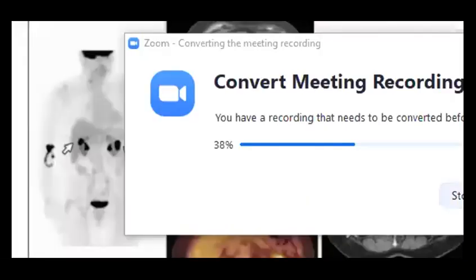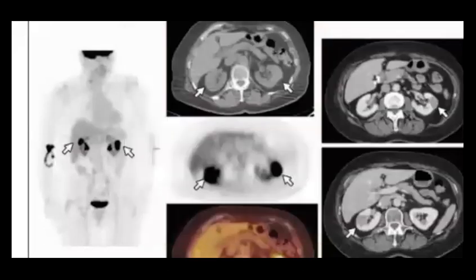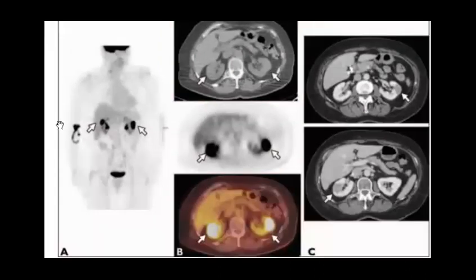So let's go back. I want to show you something until everyone comes back. Okay. So let's start with this case. Okay. How to hide this? Okay. So let's have a look at this case.